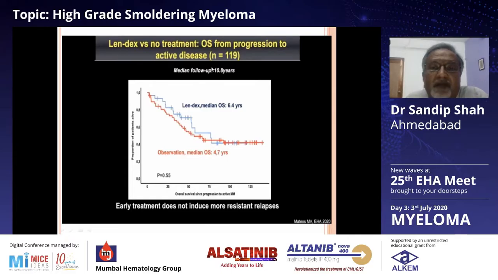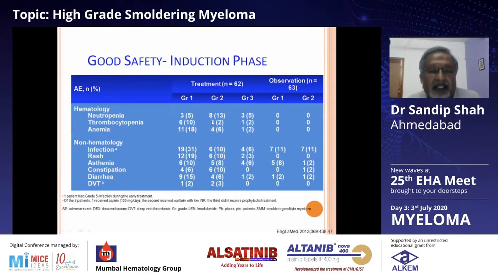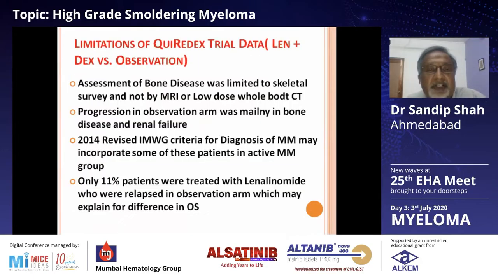For overall survival from progression to active disease, for Len-Dex versus no treatment, there was no difference. And this suggests that early treatment does not induce more resistant relapse. So those patients who are treated with Len-Dex, if they progress, they don't have a resistant relapse. This Len-Dex arm also has a very good safety profile and no major side effects. Secondary malignancy occurred in 4 patients compared to 2 patients in the observation arm.